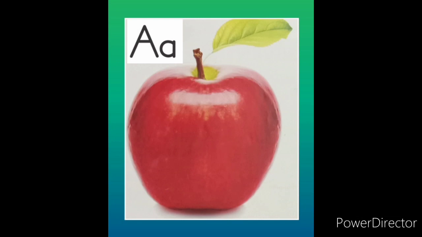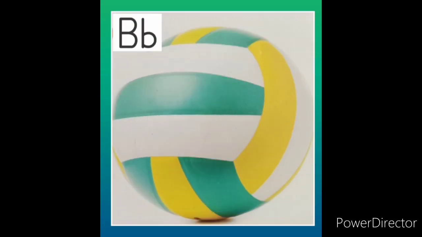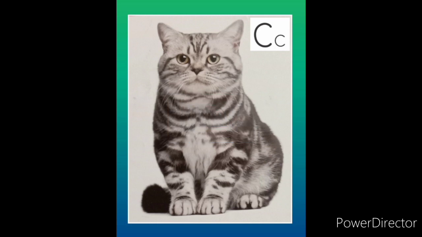This is alphabet A. Capital A, small a, Mama A, baby A. A for apple. This is alphabet B. Capital B, small b, Mama B, baby B. B for ball. What comes after B? C. Capital C, small c, Mama C, baby C. C for cat. What comes after C?